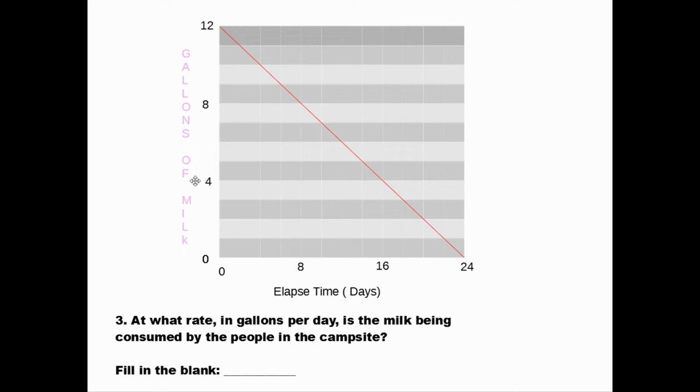It's all about these gallons of milk. Gallons of milk are on this side, and over here is the elapsed time, the days. So the number 3 question is, at what rate in gallons per day is the milk being consumed by the people in a campsite? This is fill in the blank, so figure it out in 5 seconds. So the answer is 0.5 gallons per day.